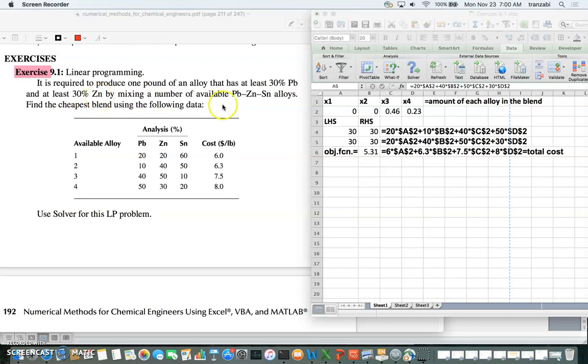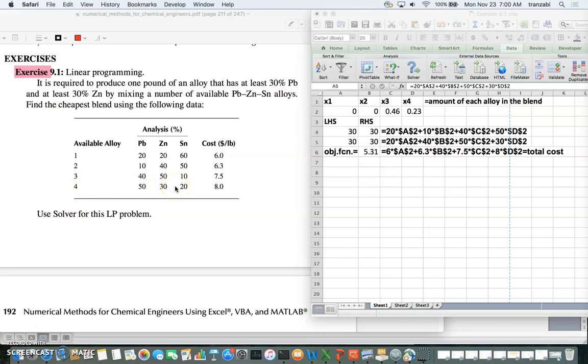Okay, and we want to mix lead, zinc, and I think tin. So if this table is given, where we know the percentage of the lead, zinc, and tin, and also the cost per pound for each alloy, right? So this is alloy number 1, alloy number 2, alloy number 4.